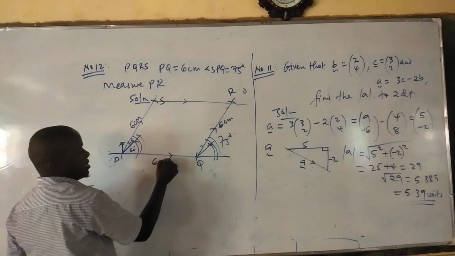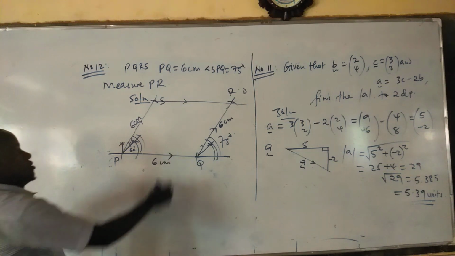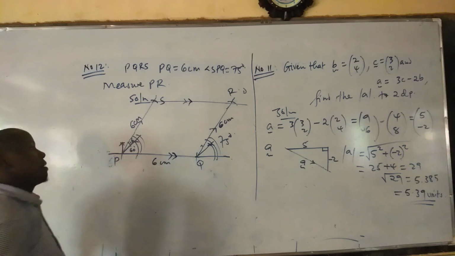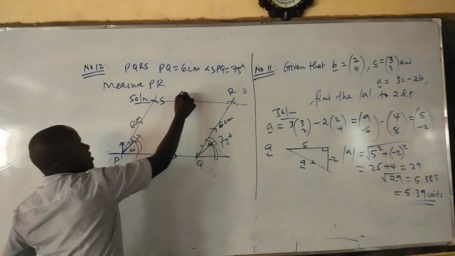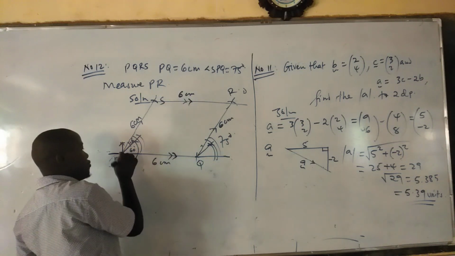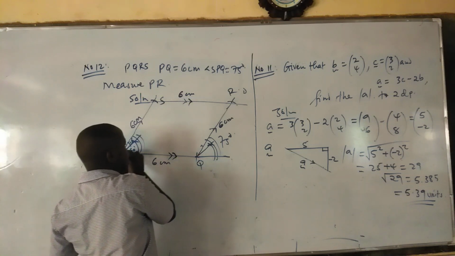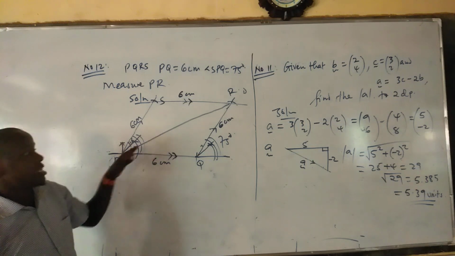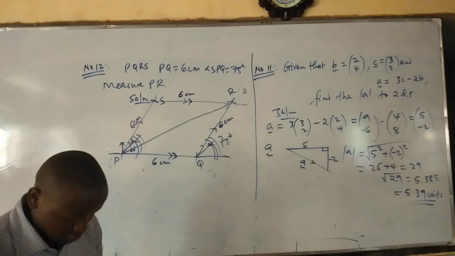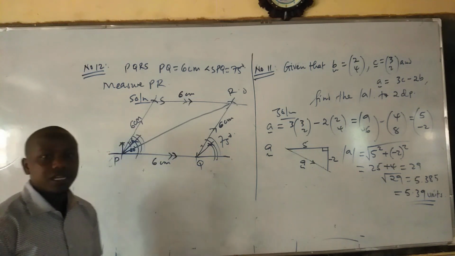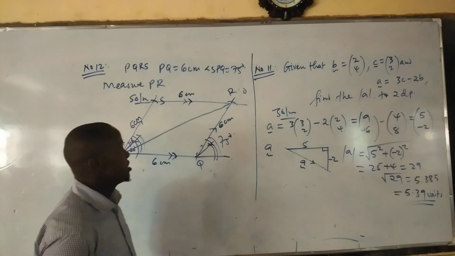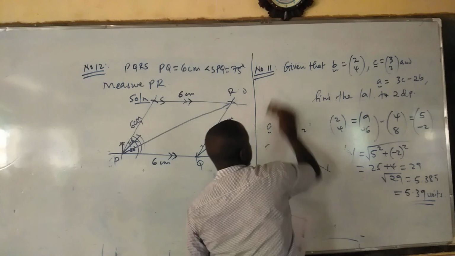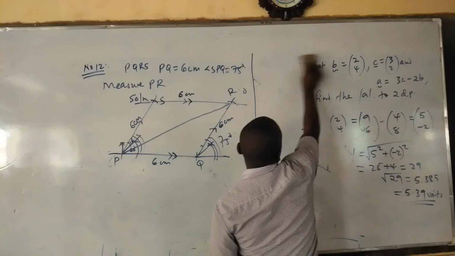So this and this are parallel also. They are parallel, and they are all 6 centimeters. Therefore, you just have to use your divider and the ruler to measure the required length PR. And by so doing, you get 4 good marks. So that is the sketch of the expected response by the examiners.